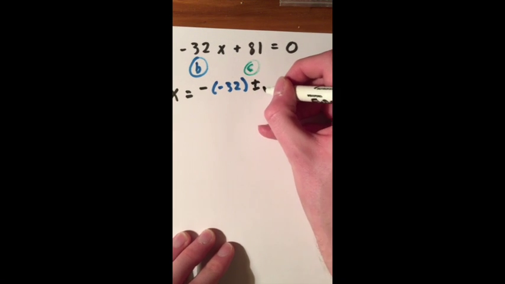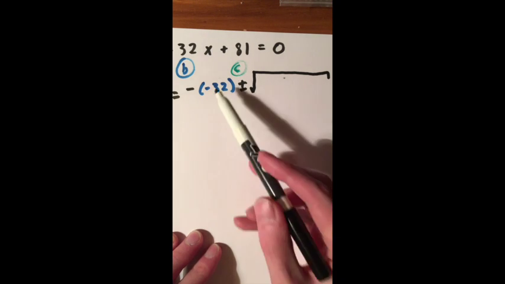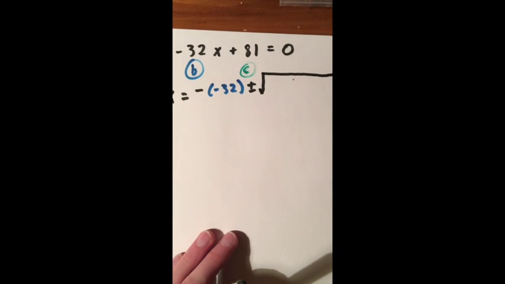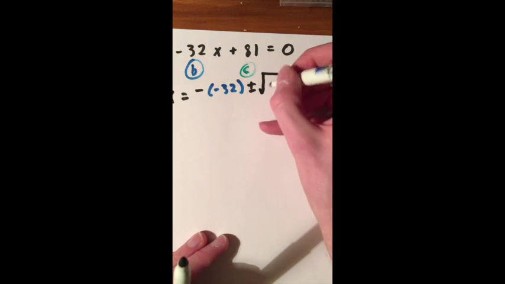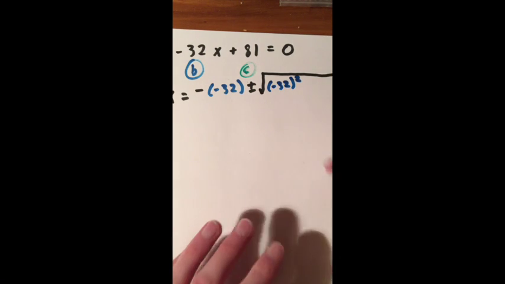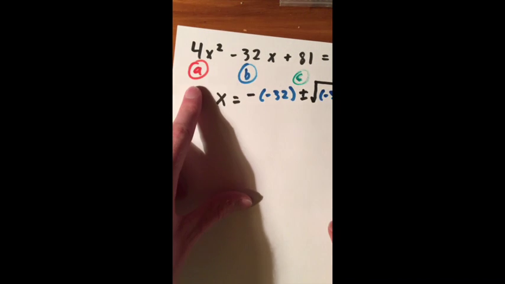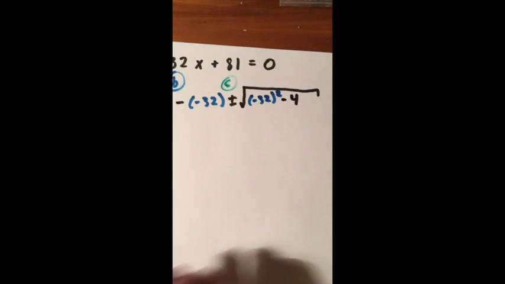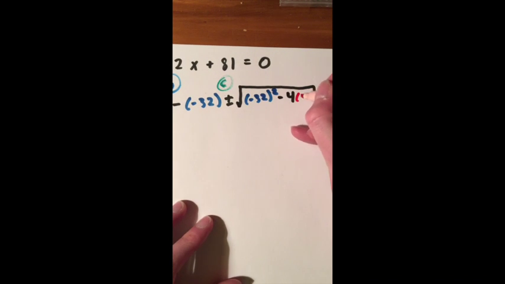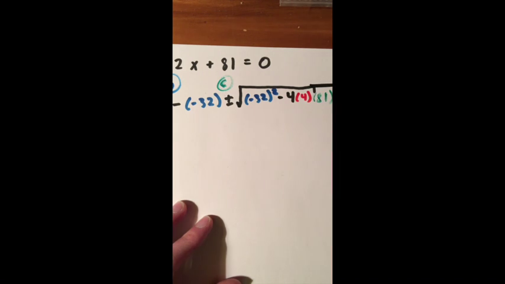Square root of, I have to make a lot of room for this because it's going to be big. All right, b squared, well, my b is, again, a negative 32, so negative 32 squared, minus 4 times my a. Well, my a, looking back at my equation right here, was a 4. So that's going to go inside parentheses, 4 times 4, and then times my c, which was an 81. And again, I'm going to have to make a little bit more room here, which is quite all right. All right, so my square root is going to have to extend all the way out there.